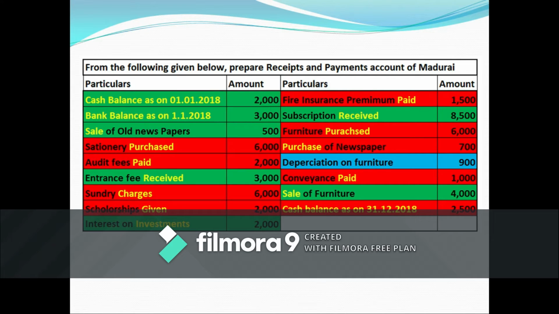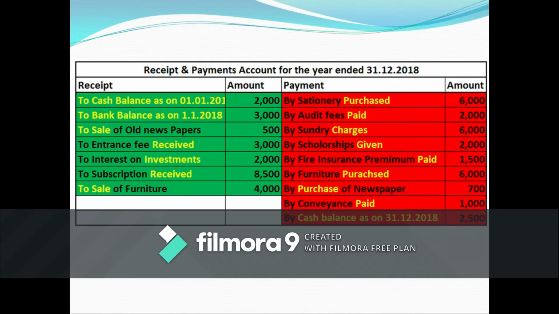Receipt and payment account is the summary of cash book. Depreciation on furniture is a non-cash expense. Any non-cash transaction we never consider in preparation of receipt and payment account. That's why depreciation on furniture is highlighted in a different color, blue. We never consider it, please ignore the depreciation on furniture.